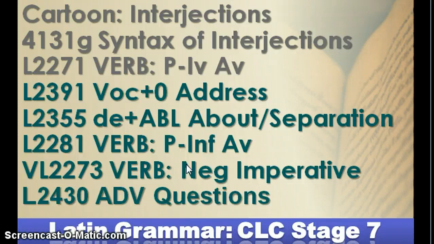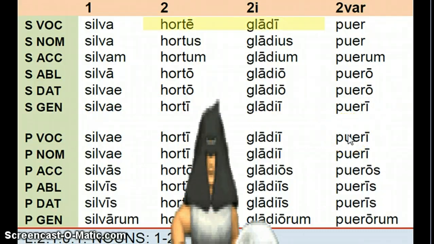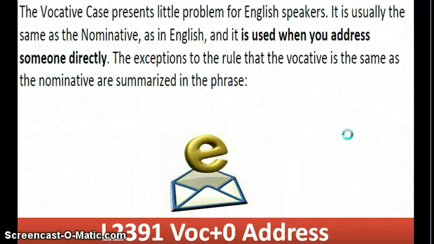Let's talk about what we just saw. The vocative looks just like the nominative, except for second declension and second declension I stem in the singular. Therefore, instead of hortus, you end up with horte, and gladius, gladii. Every other vocative looks just like the nominative. Vocative is used for an address phrase, directed to someone. Nominative is used, except when addressing someone directly.